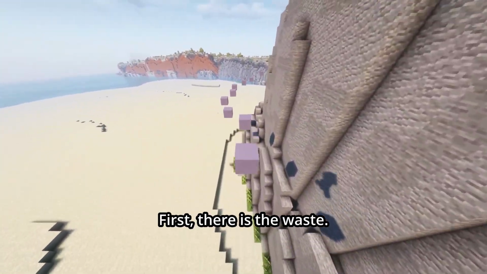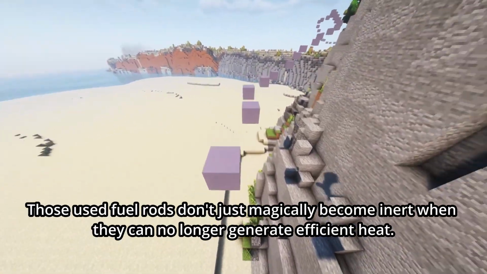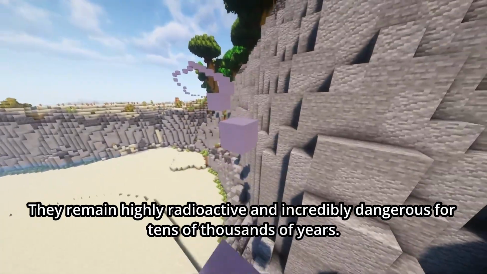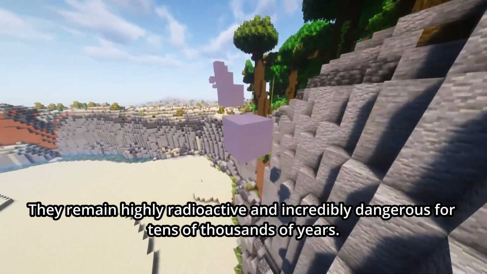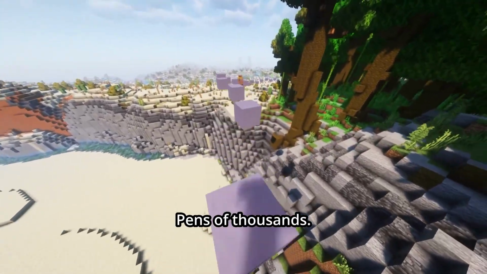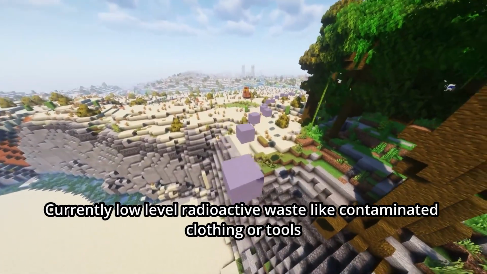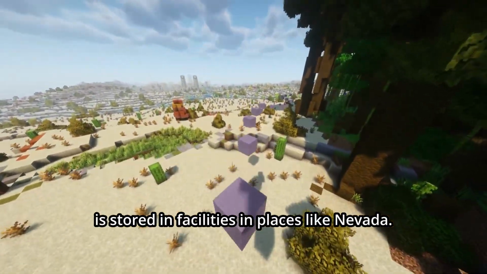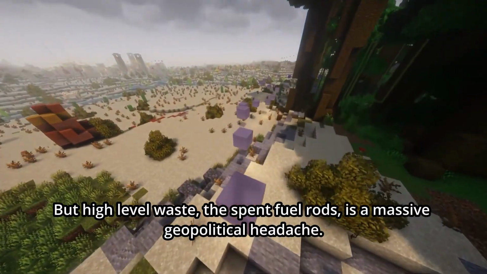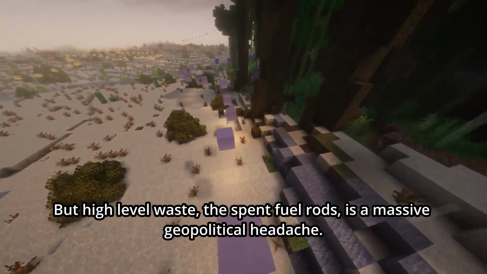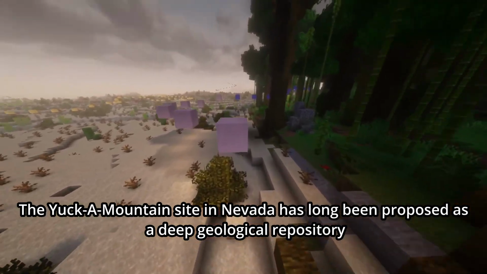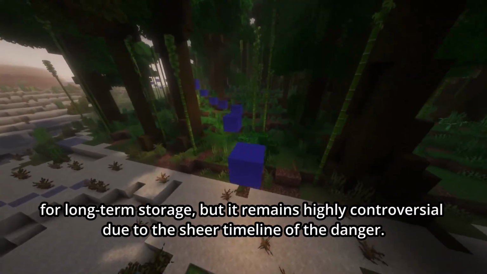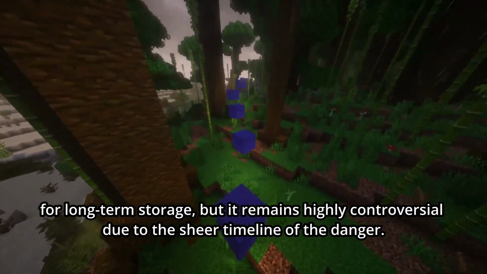First, there is the waste. Those used fuel rods don't just magically become inert when they can no longer generate efficient heat. They remain highly radioactive and incredibly dangerous for tens of thousands of years. Tens of thousands. Currently, low-level radioactive waste like contaminated clothing or tools is stored in facilities in places like Nevada. But high-level waste, the spent fuel rods, is a massive geopolitical headache. The Yucca Mountain site in Nevada has long been proposed as a deep geological repository for long-term storage, but it remains highly controversial due to the sheer timeline of the danger.